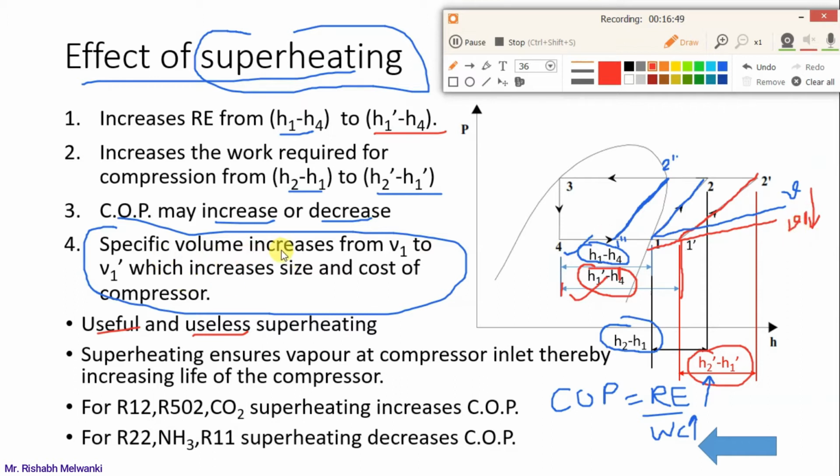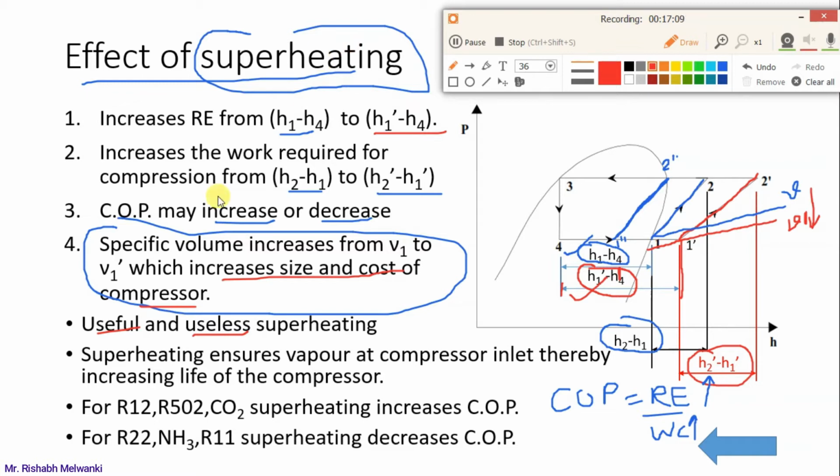The specific volume is increasing from V to V dash. So because of this, what will happen? What is specific volume? Volume per kg. What is the volume of refrigerant which is entering the compressor? Now since the volume is increasing, the size and the cost of the compressor will increase because of the superheating.